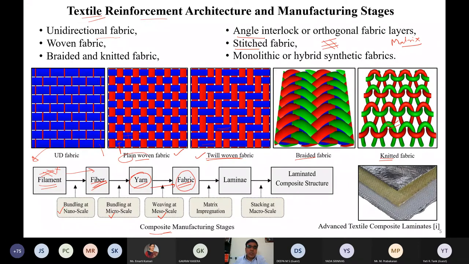Now this fabric is used layer by layer, and in between is your matrix material, so that forms your laminate. When you have the matrix, it forms a laminate. Once you have so many laminates, you stack them in a macro scale, you can form a structure. It is not that a single layer of laminate is formed. You can have multiple layers of laminates and a structure is formed, a composite structure can be formed. This may be a useful product.